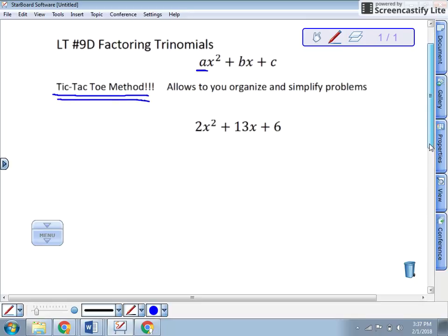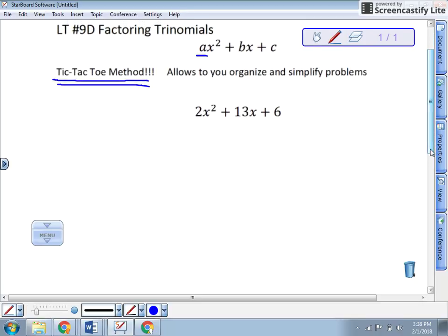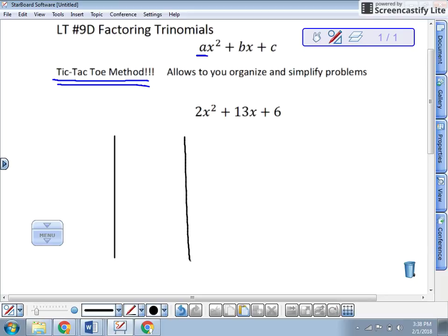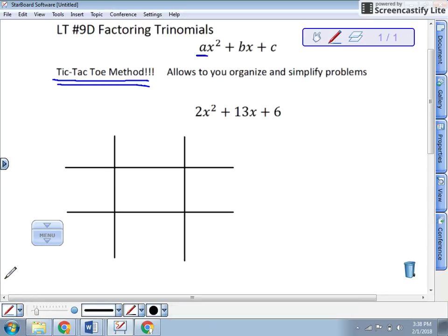For the tic-tac-toe method, we need to draw a tic-tac-toe board. So let me do that real quick. I'm just going to draw something. We're going to go here, here, and then we'll go across here and here. Now, the cool part about this board is that the board's all about multiplication.